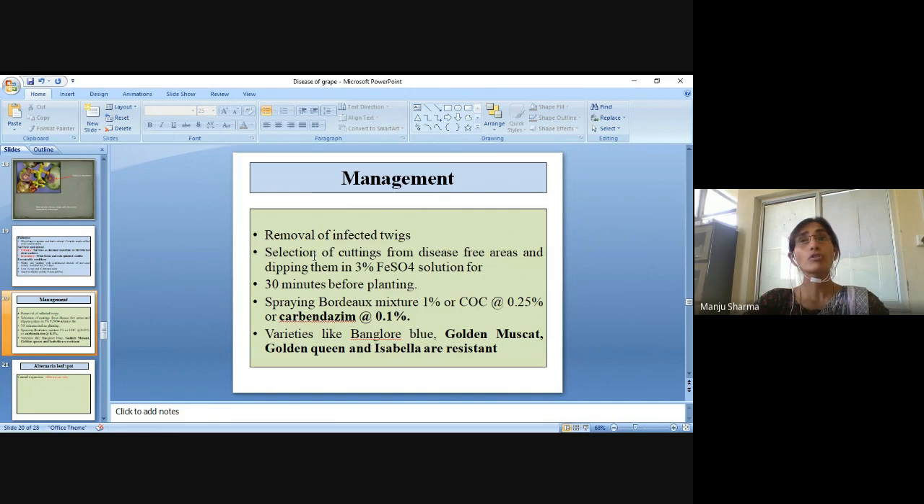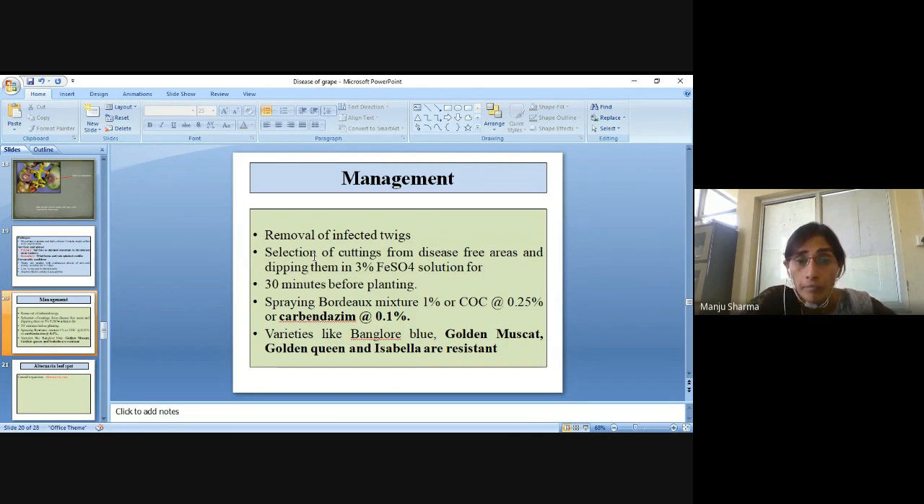Management: first of all, removal of infected twigs. Like in any disease, if we remove the infected part of the plant, then we can prevent and manage the disease. Selection of cuttings from disease free areas and dipping them in 3% FeSO4, ferrous sulfate solution, for 30 minutes before planting. Like we can do the seed treatment.